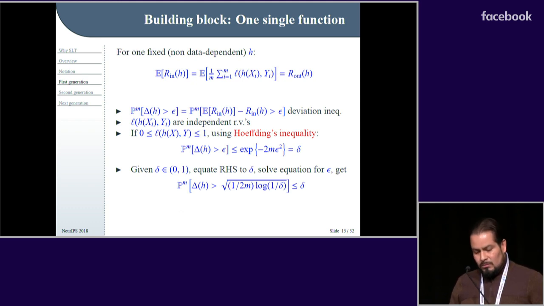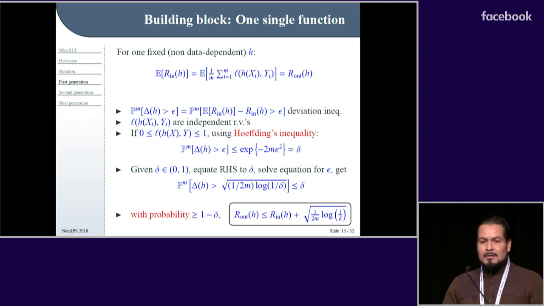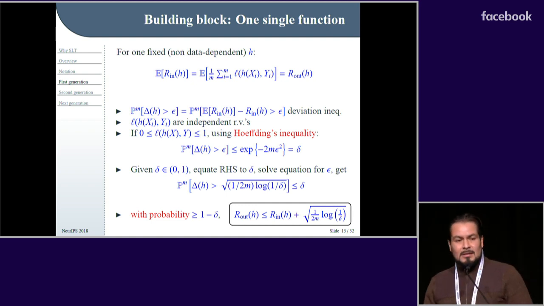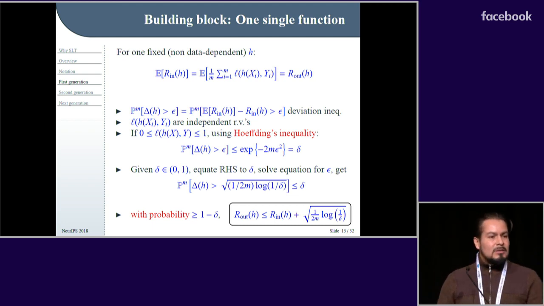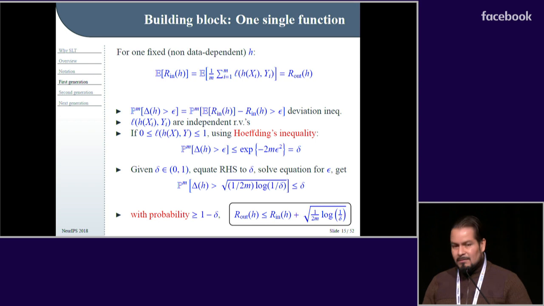So with probability at least 1 minus delta, that's what we mean by with high probability, we have an inequality for the true but unknown risk, in terms of the empirical risk, which is computable from sample data, and a function that depends just on the sample size and the confidence parameter. So I would like you to pay attention to that framed part at the bottom. That's the typical picture of a generalization bound.